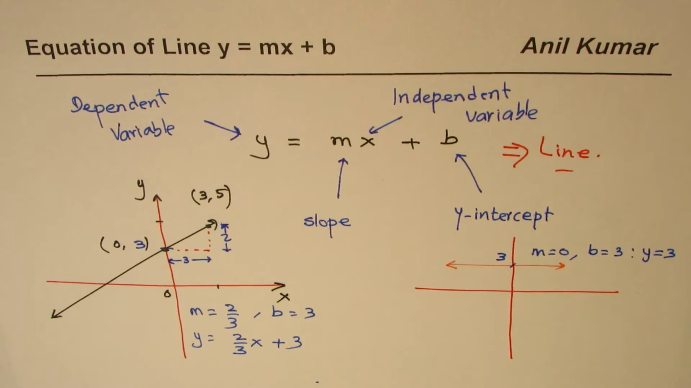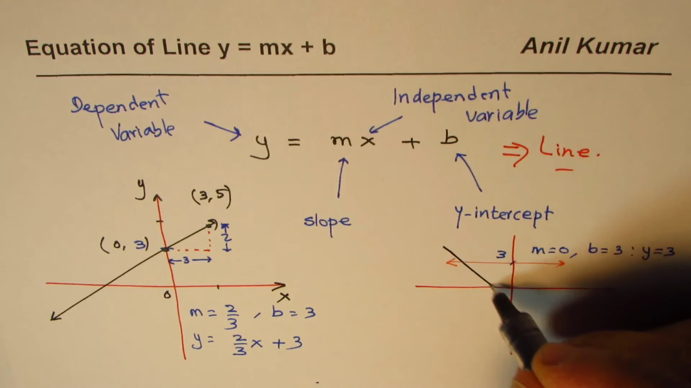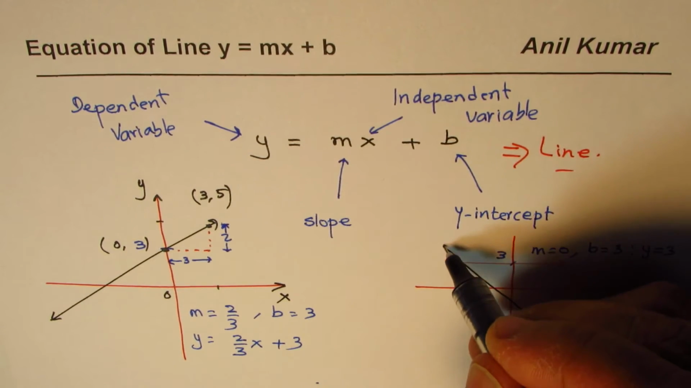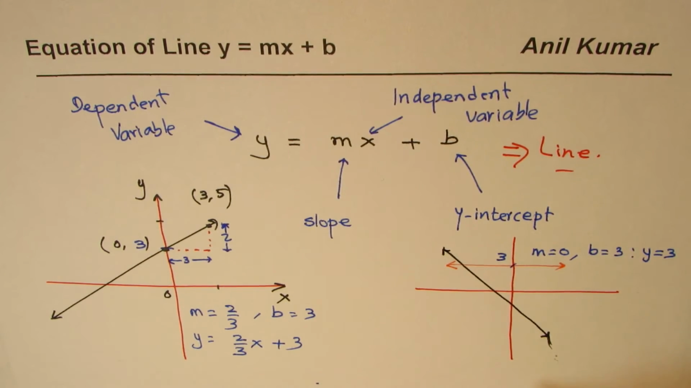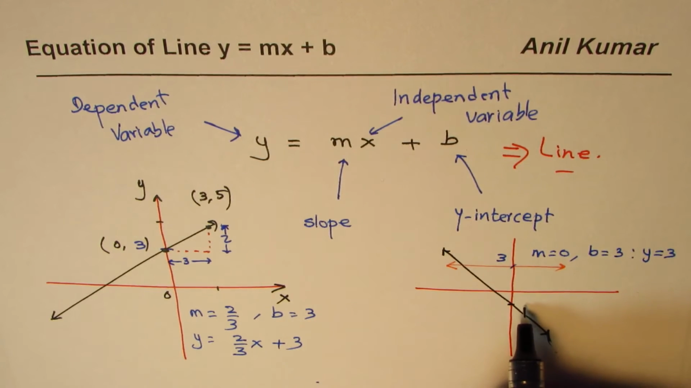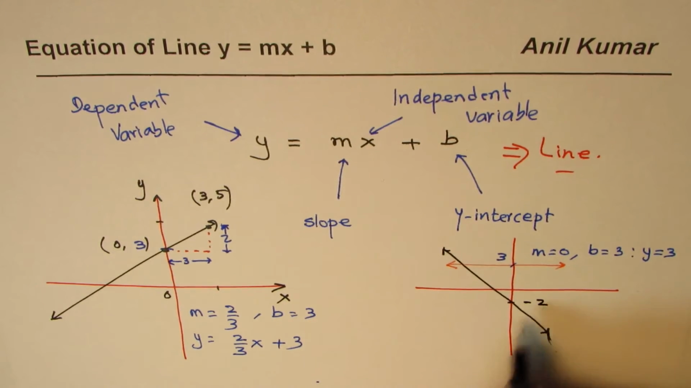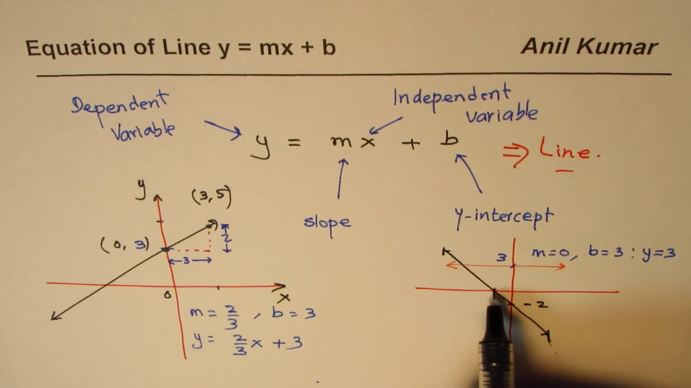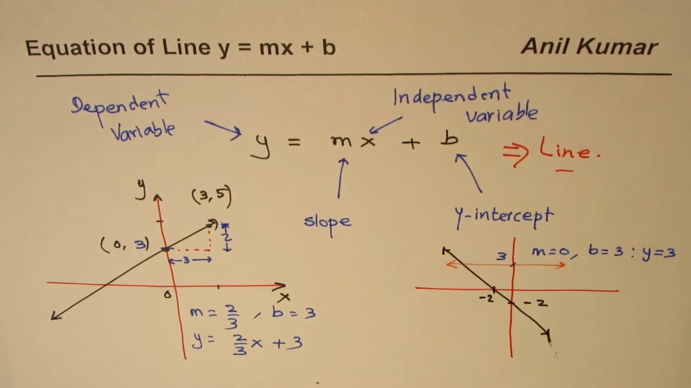Now as an exercise, I'll sketch one line for you. You need to find the equation of that line, and this time the line is dropping down. That is the line which has a y-intercept of -2 and an x-intercept of -2 again. Find the equation of this line. You can pause the video and answer the question.